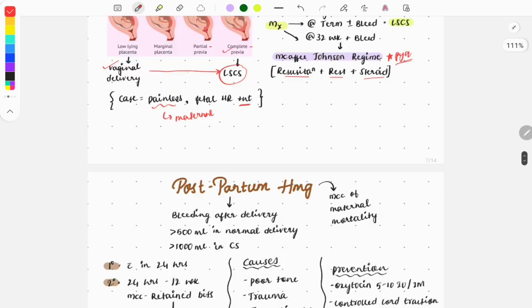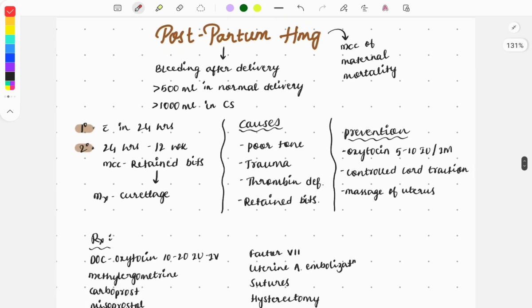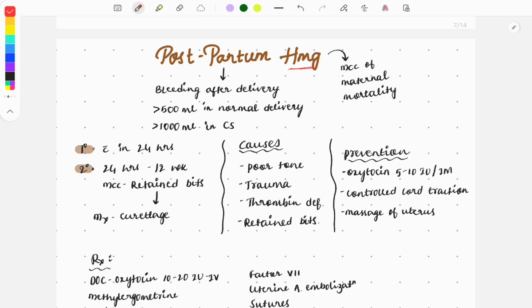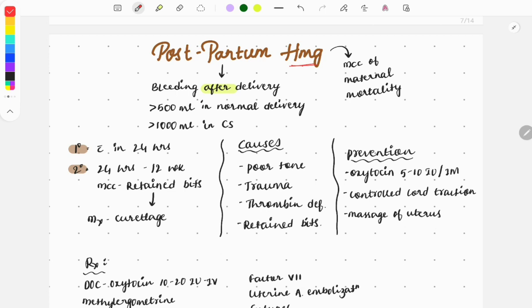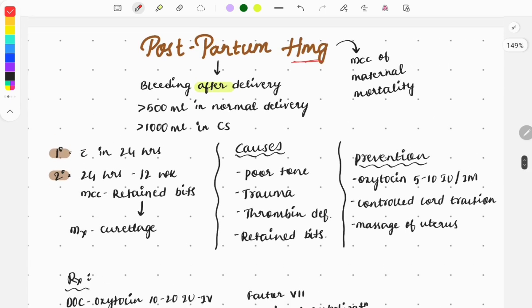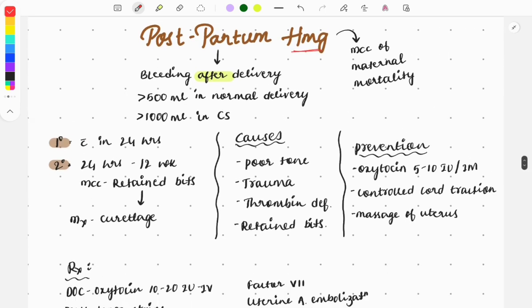Okay, then moving on to postpartum hemorrhage. Hemorrhage means bleeding, but postpartum means after the delivery. So when do we call it a postpartum hemorrhage? There are two conditions. If there is blood loss of more than 500 ml in normal delivery, it is called hemorrhage, and if more than 1000 ml in cesarean section, then it is called hemorrhage.